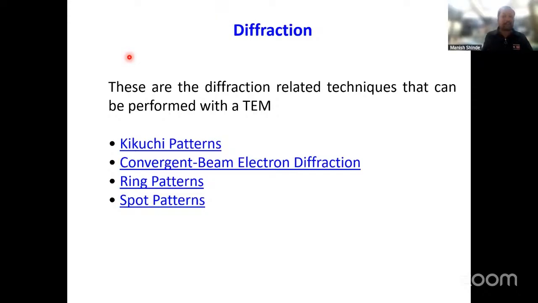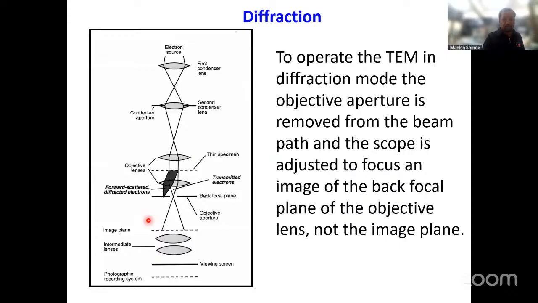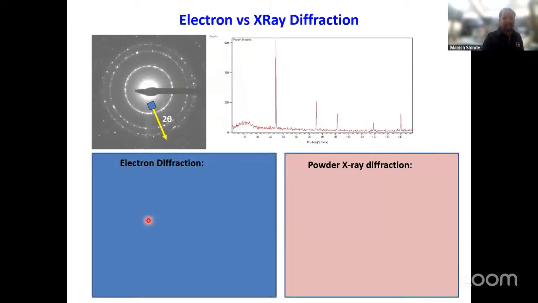Second mode of imaging is diffraction. So various diffraction patterns can be generated, like Kikuchi patterns, convergent beam electron diffraction patterns, ring patterns, and spot patterns are generated. First two patterns are generated generally in metallurgical samples. Okay. Last two patterns are generated in nanoparticles. I'll show the patterns, then it will be clear to you. Also, those patterns, electron diffraction patterns, can be correlated to the X-ray diffraction.